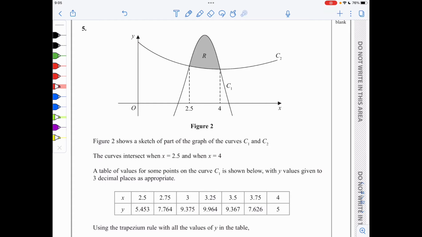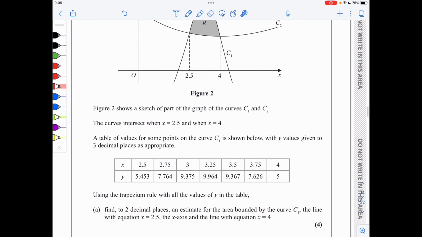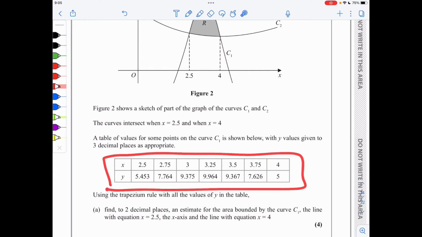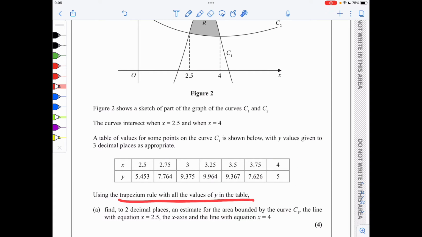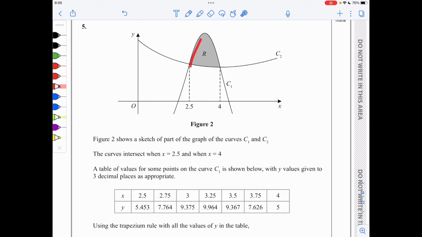In question 5, we've got this graph here. It's the curve C2 and the curve C1. And we start off by being told that this is a table of values for C1. And we need to use a trapezium rule to estimate the area bounded by the curve C1, the line x = 2.5, the x-axis, and the line x = 4. So we're essentially going to be estimating this area here.